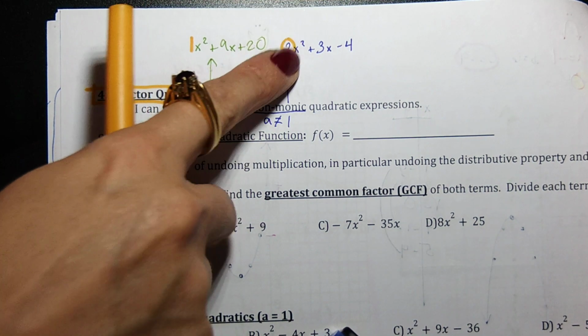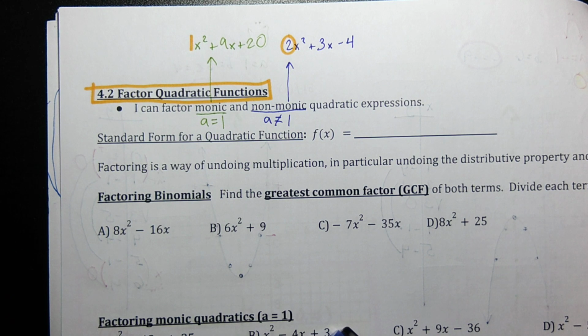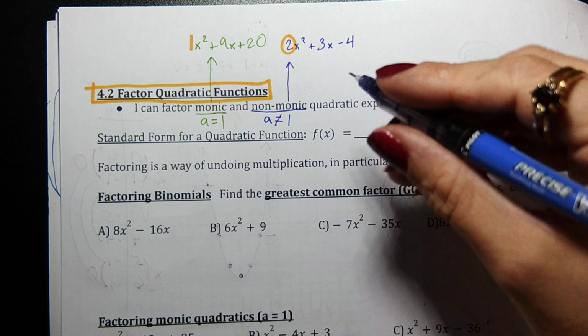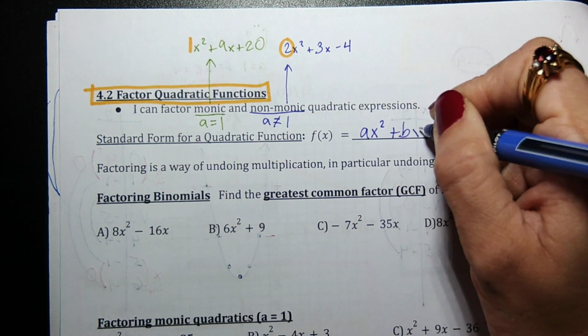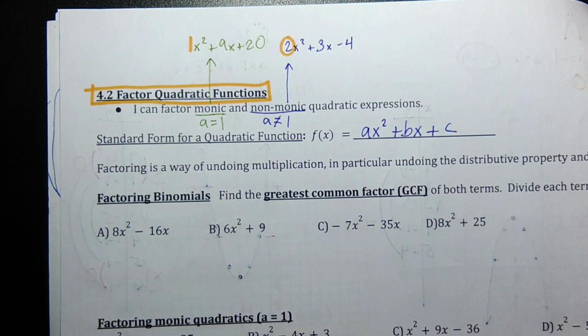Having that 2 in front affects all of the parts of FOILing: the front, the outside and the inside, well, I guess not the last part. But having that coefficient in front of x squared makes the factoring process a lot harder. It's still solving a puzzle. We're still basically going to be looking at pairs of numbers, but the non-monics are a little bit trickier to do. So first, standard form for a quadratic function: ax squared plus bx plus c.